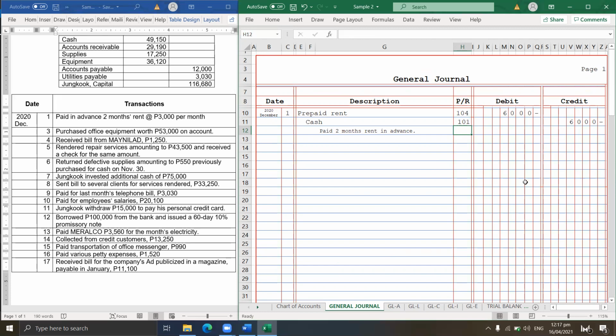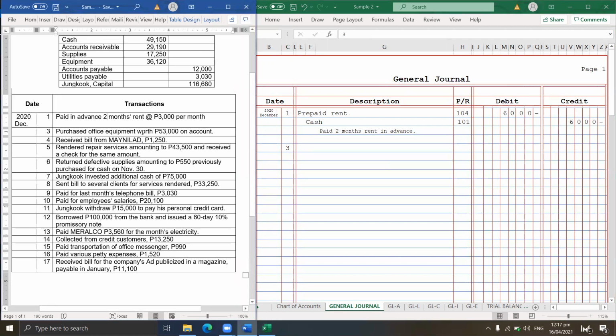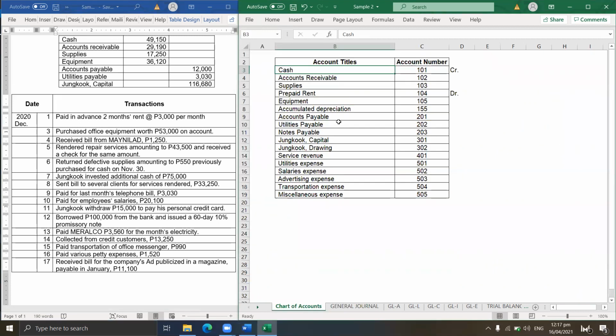We are now ready to analyze and journalize the second transaction. Next would be December 3. Do not forget to leave one space after the first journal entry. December 3, we purchased office equipment, 53,000 on account. So on account. Let's look at the chart of accounts. You have an equipment. So we will be using the equipment account.